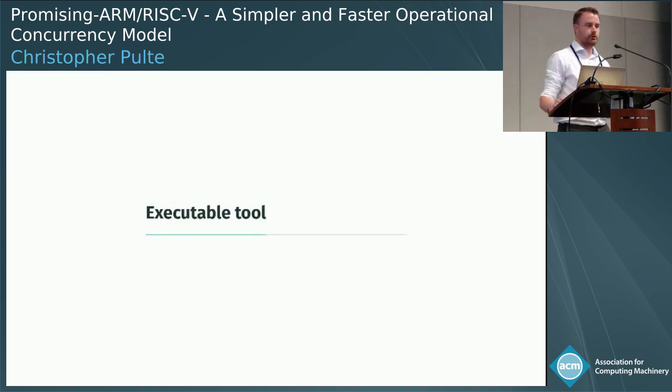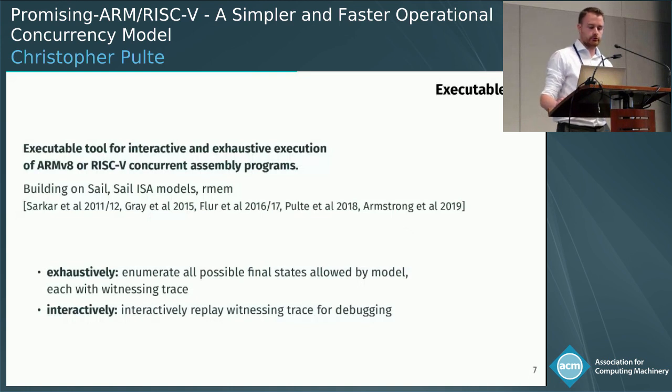Now on top of this, we've built this executable tool. And here we're building on a bunch of existing work on user mode ISA models for ARMv8 and RISC-V written in the Sail specification language, and also infrastructure for operational relaxed memory concurrency models. So on top of this, we're building this executable tool for checking the correctness of concurrent ARMv8 or RISC-V assembly programs. And the way you would work with this tool is as follows.